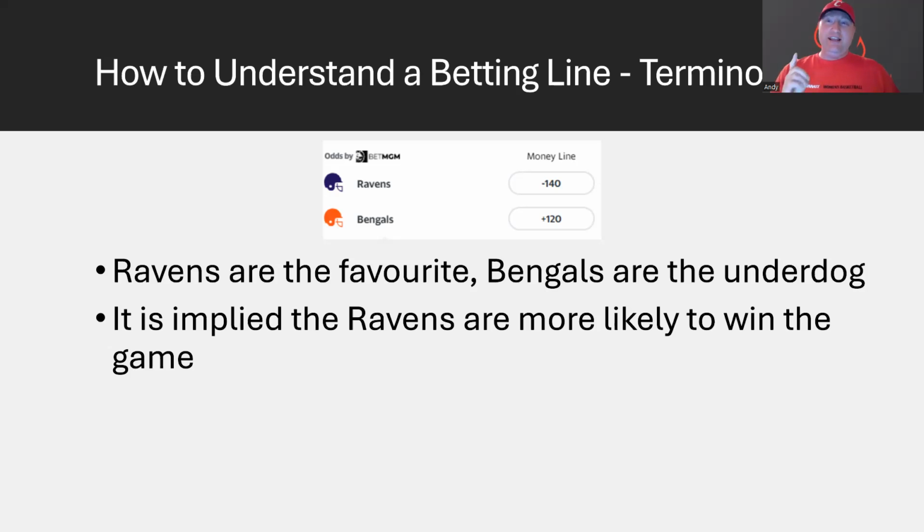But here's the trick. If you bet the Ravens 5 minutes before they announced the starting quarterback was injured, it doesn't matter in terms of your betting ticket. You don't get to cancel your ticket. Your ticket is your ticket, and it's at the odds at which you bought it.